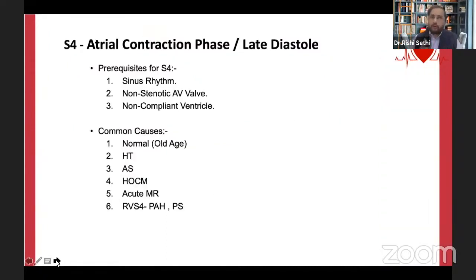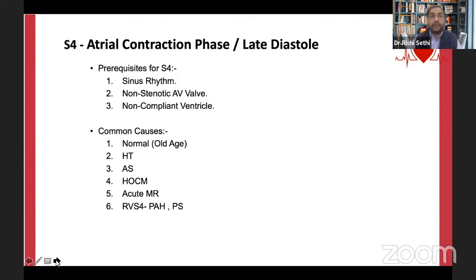S4, on the other hand, is also a low-pitched sound of diastole. It occurs later in the course of diastole. It coincides with the atrial contraction phase that corresponds to the A wave of JVP, if you remember. The three prerequisites for S4 are, first, that the patient should be in sinus rhythm, of course. If he's not in sinus rhythm, as in atrial fibrillation, atrial contraction is not happening. The AV valve should be non-stenosed.